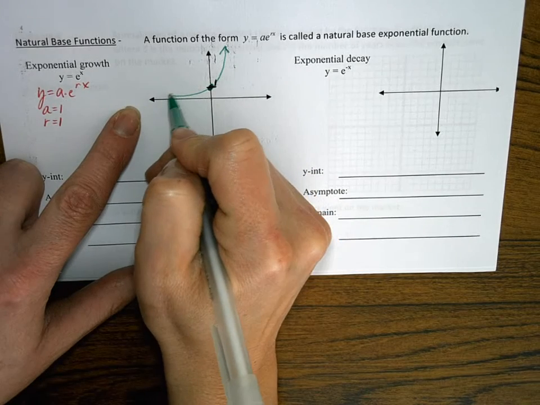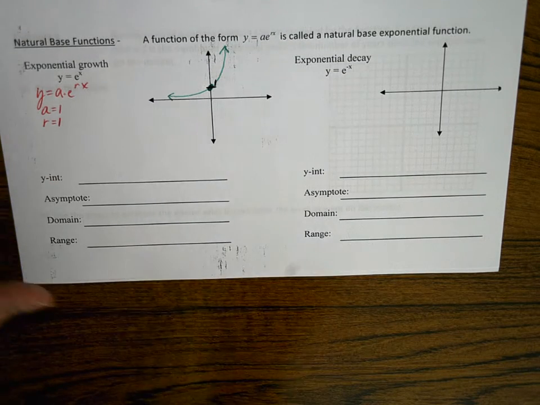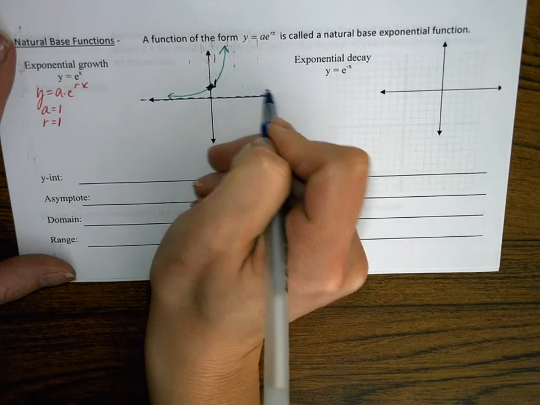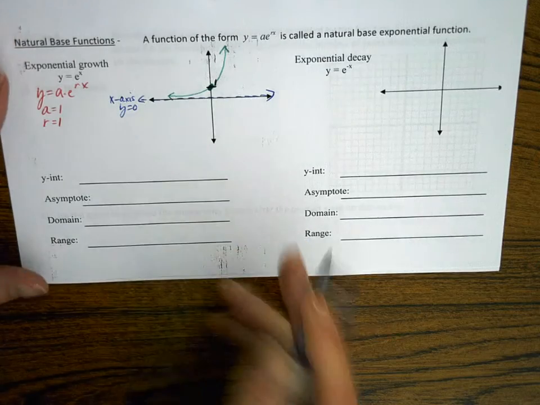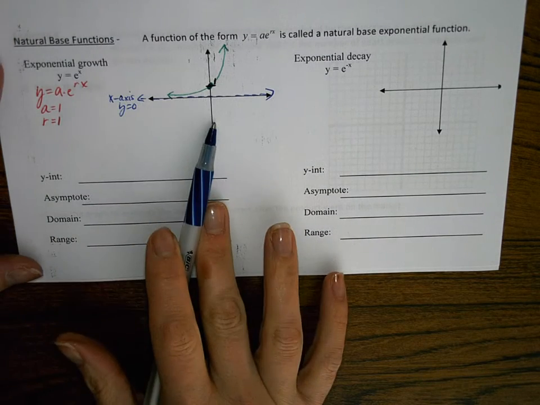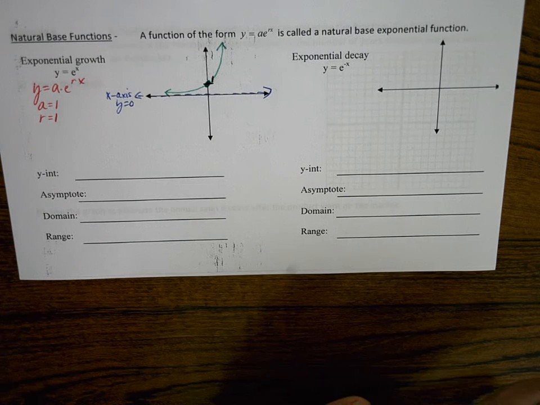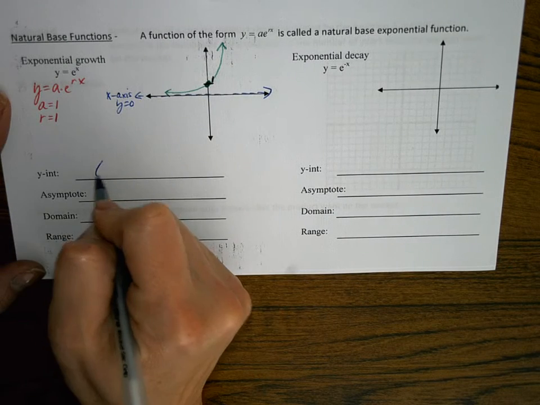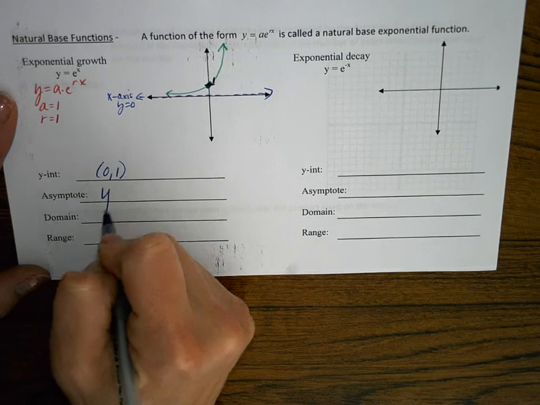It gets closer and closer to that x-axis, but never touches it because the x-axis is what, Heather? The asymptote. All right, so it's going to be that dashed line that my graph approaches but never touches. Now notice that it crosses the y-axis at my a value just like yesterday. That didn't change. So my y-intercept in this case is going to be at 0, 1. My asymptote is at y equal to 0.